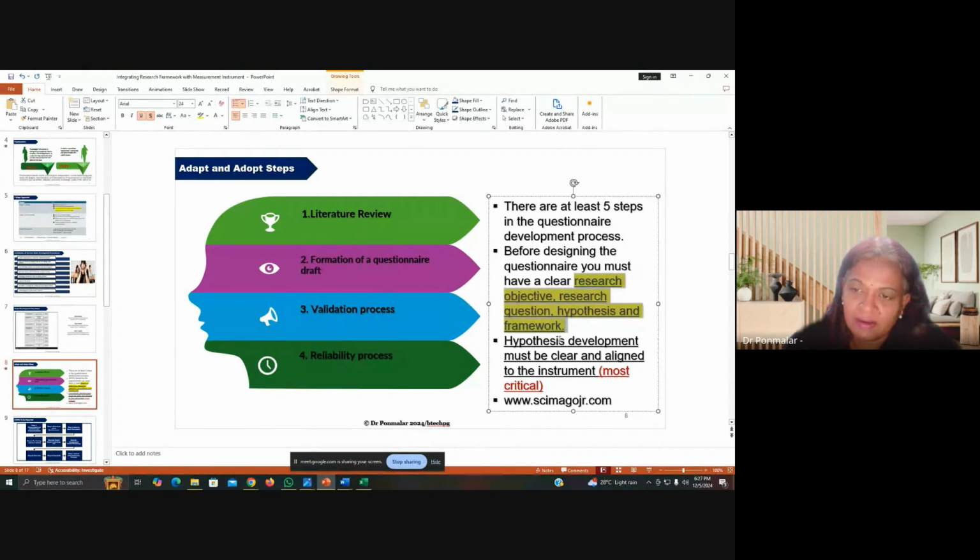Oh, another thing. Kita buat hypothesis development, right? And this one mostly tertinggal. Yeah, kita buat hypothesis development. I mean, in your chapter 2, you will have a hypothesis development. For each hypothesis, you have a hypothesis development. Is it important your hypothesis development must be aligned to your questionnaire?